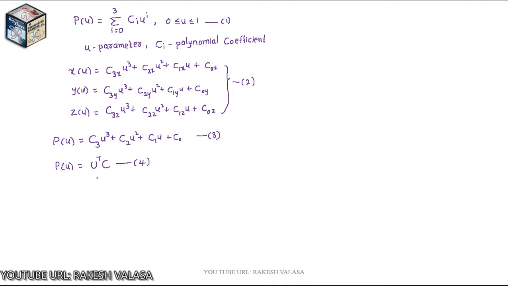Here see the coefficient vector, that is C equal to C3 C2 C1 C0 transpose. Next, where u is the parameter vector, that is capital U equal to u cube, u square, u, 1.